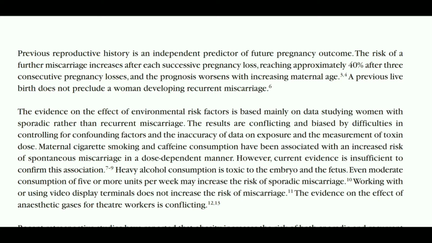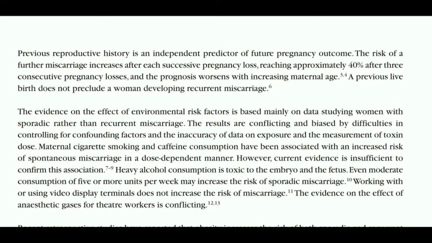Now what are the important environmental factors? The evidence on the effect of environmental risk factors is based mainly on data studying women with sporadic rather than recurrent miscarriage, and the results are conflicting and biased by difficulties in controlling for confounding factors and inaccuracy of the data on exposure and measurement of toxin dose. Maternal cigarette smoking and caffeine consumption have been associated with increased risk of spontaneous miscarriage in a dose-dependent manner. However, the current evidence is insufficient to confirm this association.